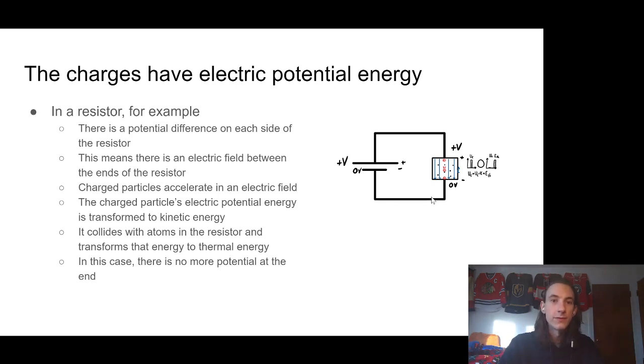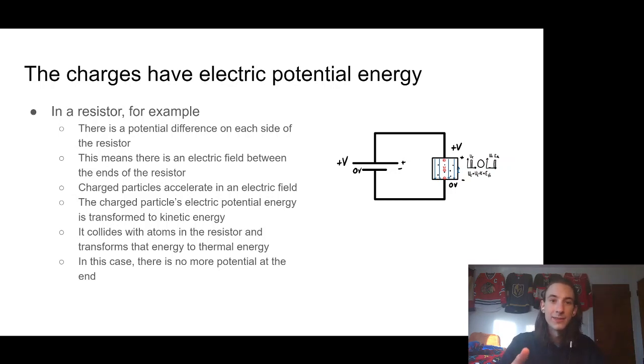So there's a potential difference on each side of the resistor because it's hooked up to this battery. And because we have this potential difference, there's an electric field between the ends of the resistor. We have a positive V, 0 V. There's going to be an electric field pointing from positive to negative. And we know that when charged particles enter an electric field, they're going to accelerate. So this particle that's moving kind of slowly is going to accelerate from positive V to 0 V. It has this electric potential energy, and then that energy is going to be converted to kinetic energy. This particle is going to speed up. It's going to be moving faster as it goes through this electric field, just like how objects speed up in a gravitational field.